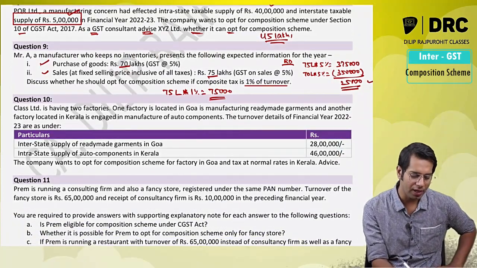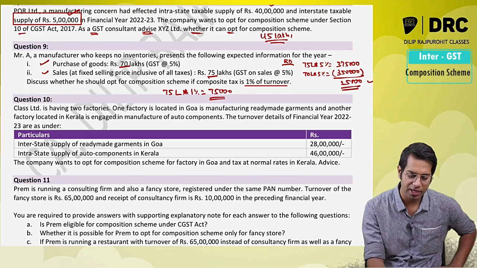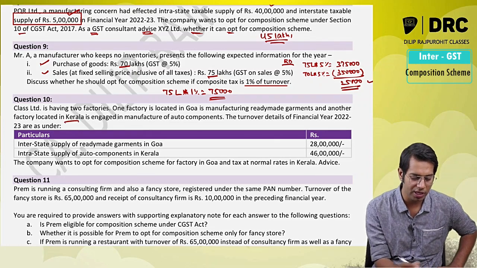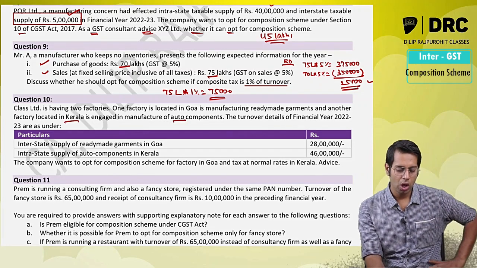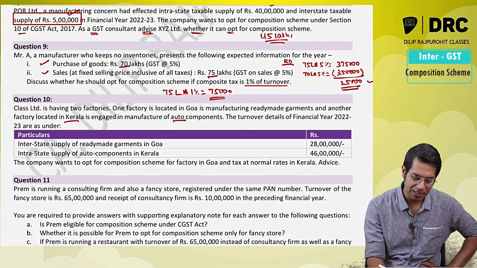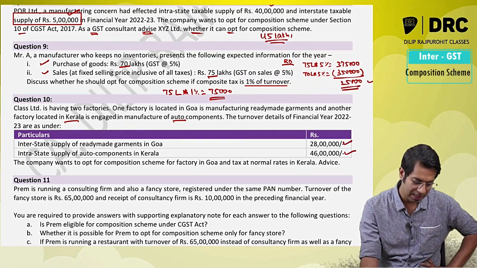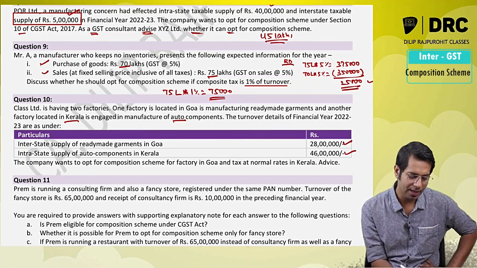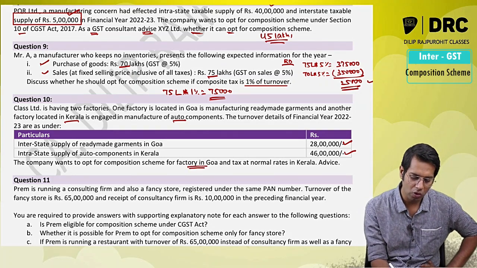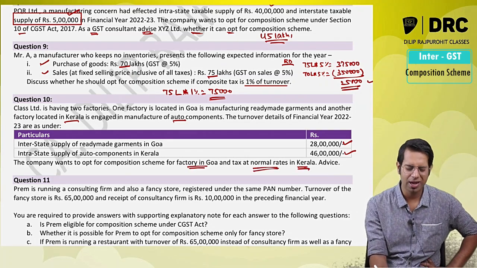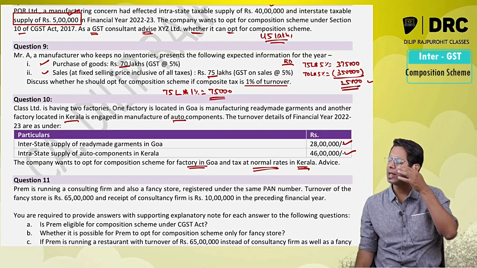Class Limited has two factories. One is located in Goa, manufacturing ready-made garments, and another is located in Kerala, manufacturing auto components. The turnovers of the units are 28 lakhs and 46 lakhs respectively. The company wants to opt for the composition scheme in Goa and the regular scheme for Kerala. Advice: is it possible? The answer is no.